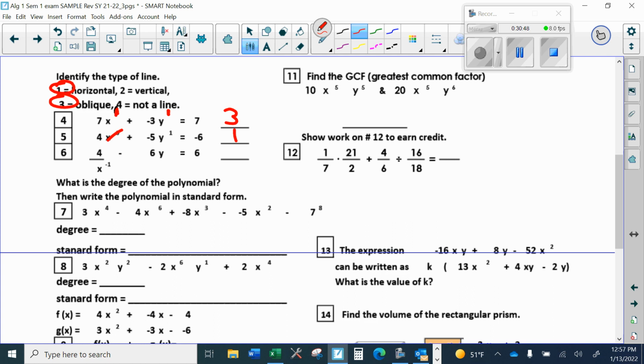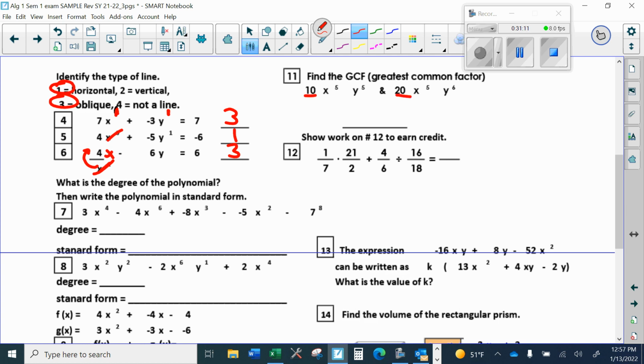Now here you might say, oh, the variable x is down in the denominator. But remember, this is a negative exponent. Negative exponent, how do you make it positive? If it's in the denominator, you move it up. It makes it positive. So that really says 4x now. That's what that says, 4x minus 6y, which is now just like number 1. So it's oblique.